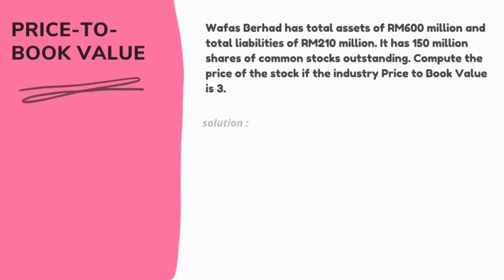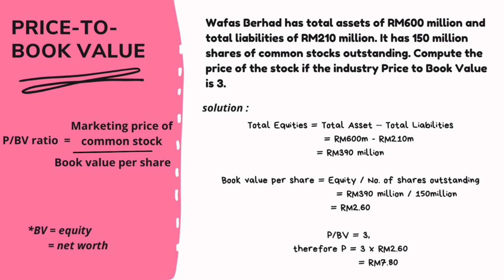Let's take a look at this example. The formula of price to book value is P/BV ratio equals market price of common stock divided by book value per share. BV equals equity equals net worth. Let's take a look at this question. Wafa's Berhad has assets of 600 million and total liability of 210 million. It has 150 million shares of common stock outstanding. Compute the price of the stock if the industry price to book value is 3.